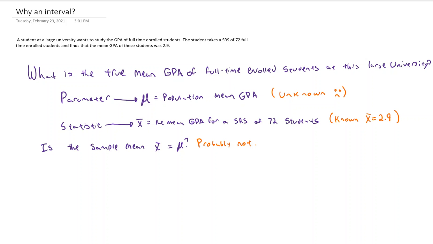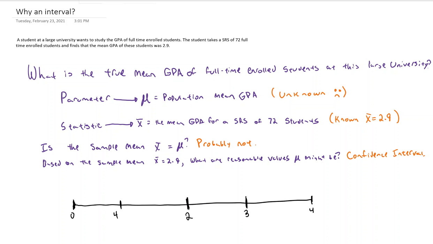But the better question we can ask is, based on the sample mean we obtained of 2.9, what are reasonable values our parameter of interest mu might actually be? And for this, we can construct a confidence interval. So the general idea is our sample serves as a point estimate to anchor where we're going to construct our interval around. So since our sample mean was a 2.9 GPA, on my interval I drew down here, I'm going to put it right here. So this is 2.9, and that is called a point estimate. So your sample statistic is called a point estimate when you're constructing confidence intervals.